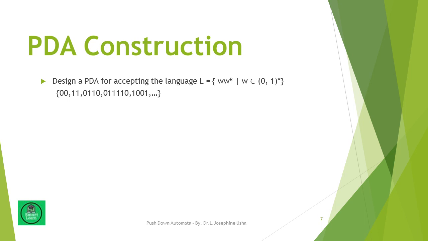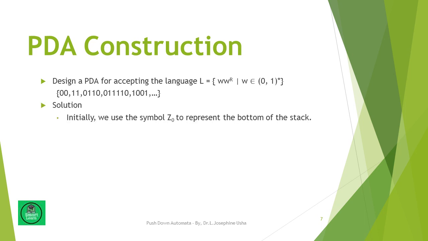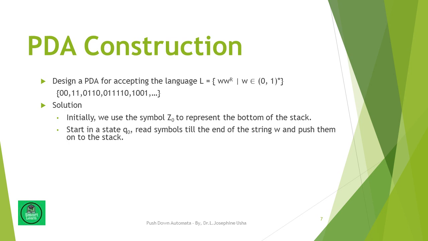So what we are going to do is construct the pushdown automata for this language. First we see what steps we have to consider. Initially we use the symbol Z0 to represent the bottom of the stack. In the stack there is no content, that is, it is empty. So here we are using the symbol Z0 to represent the bottom of the stack.